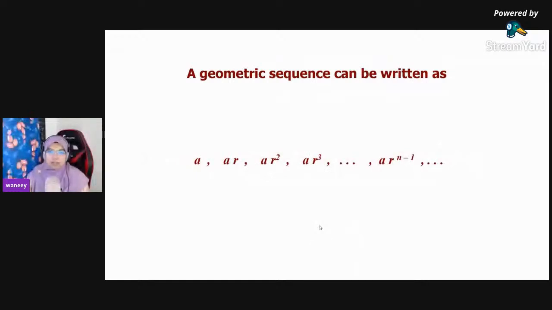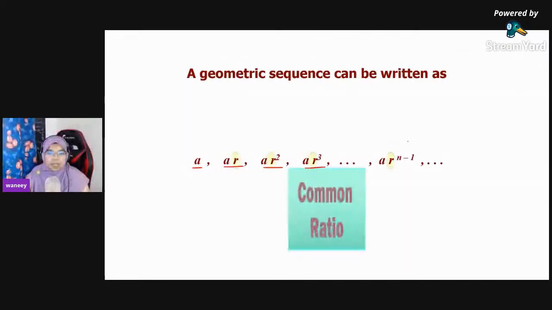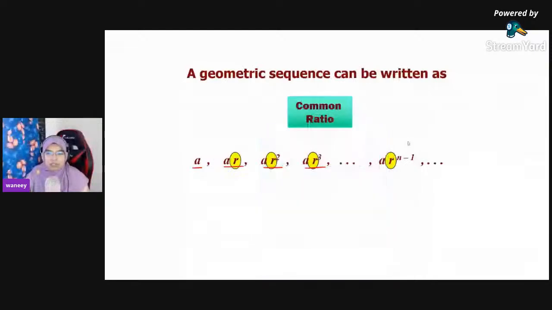Okay, so a geometric sequence can be written as a, ar, ar^2, ar^3, up to ar^(n-1). Okay, so where is the common ratio? So those are the r, the common ratio, where r cannot be equal to 0, or of course cannot be equal to 1 as well. So if we have 0, then that means other than the first term, everything else is 0. So that is why we cannot have 0 in our common ratio.